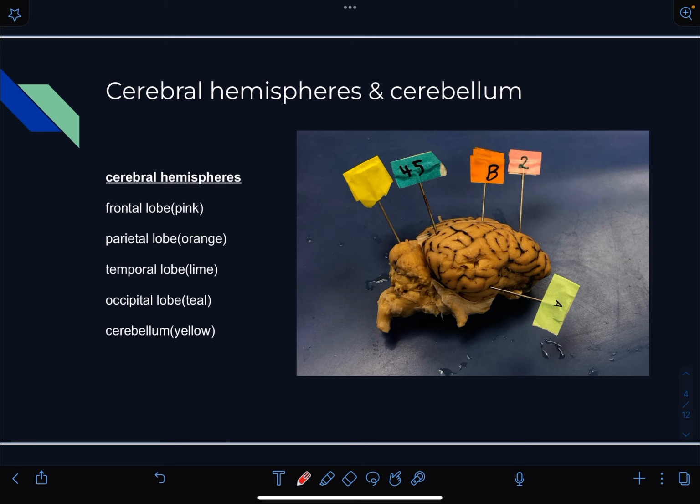We have the parietal lobe in orange right here, which is just mainly this upper part right here. The parietal part is involved in processing sensory information it receives from the body. And that includes spatial sense and navigation and sort of being able to see where you're going.